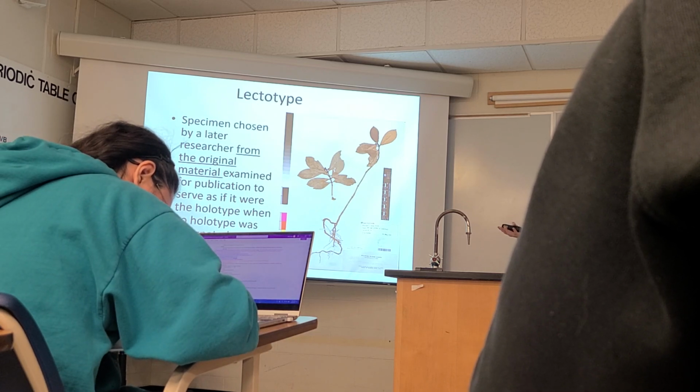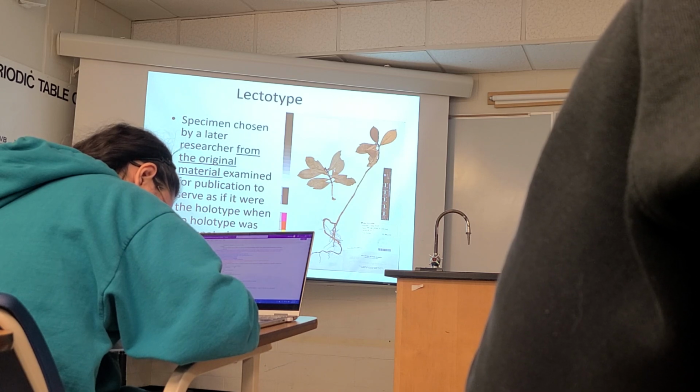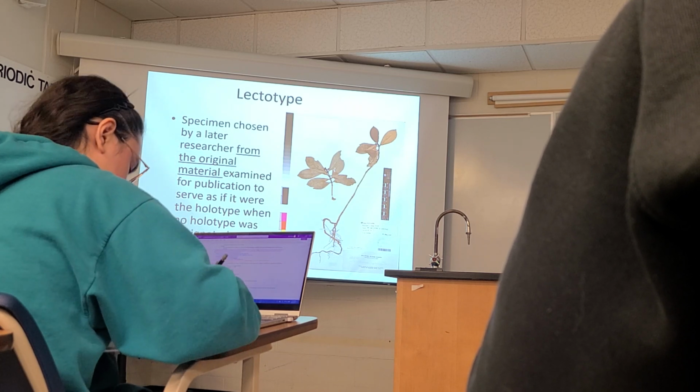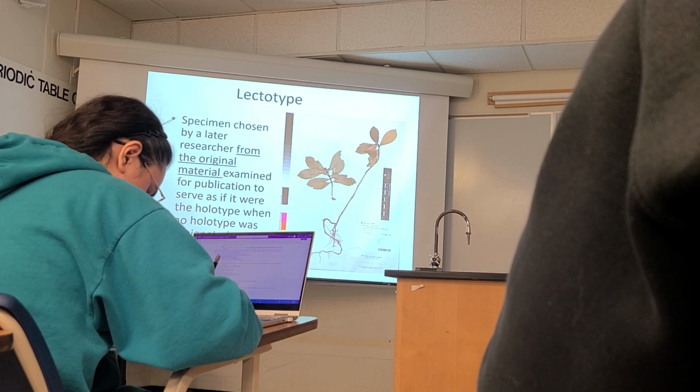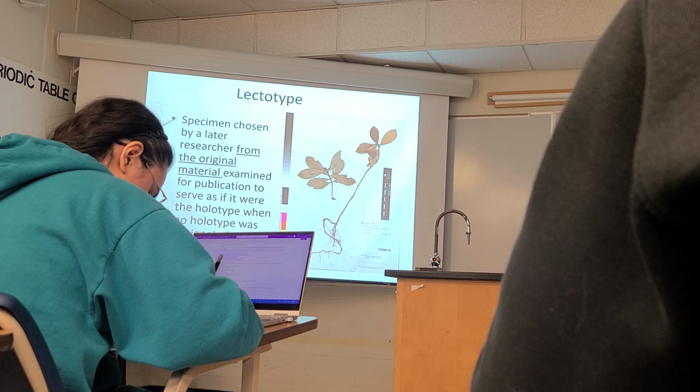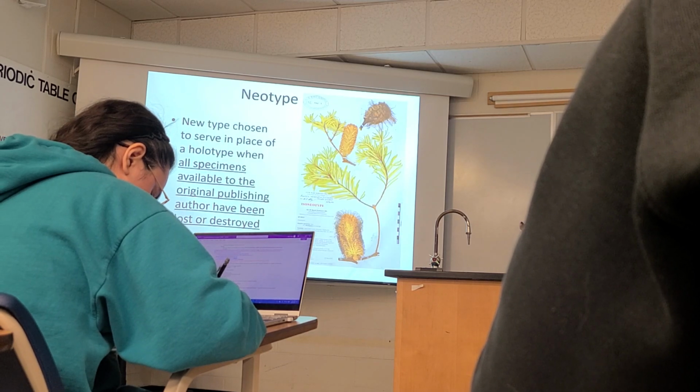We don't have any isotypes left or anything that they collected from that original population at that time. You still need to designate a type. Now you've lost your holotype, or there isn't one, we need to designate a type. So what can we do instead? What we do instead in that situation is we use a neotype.